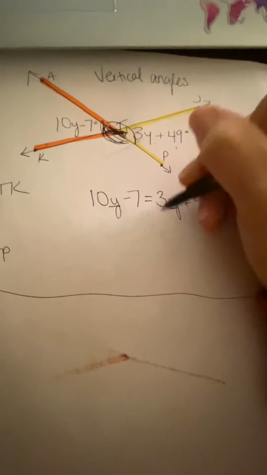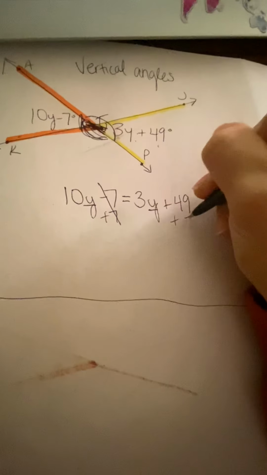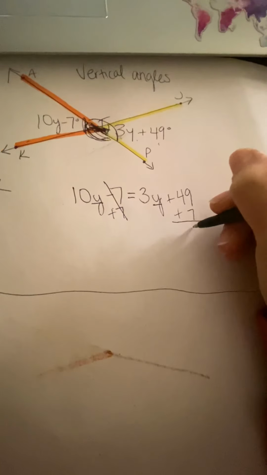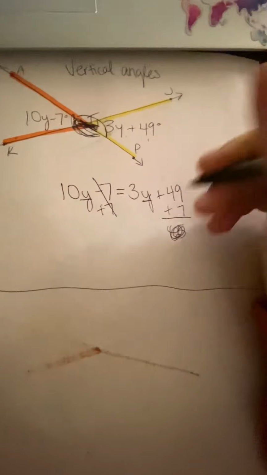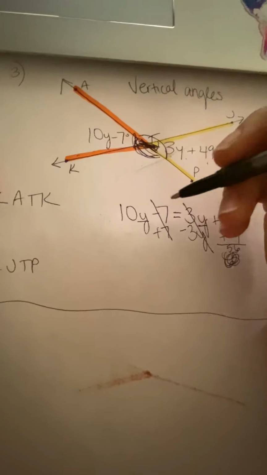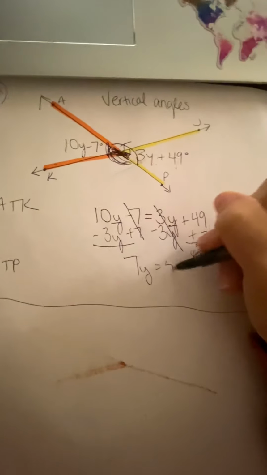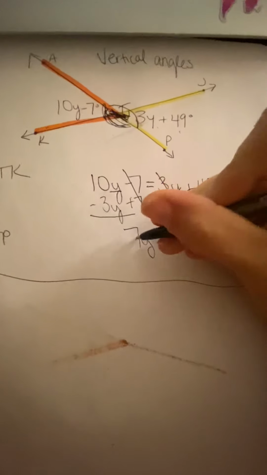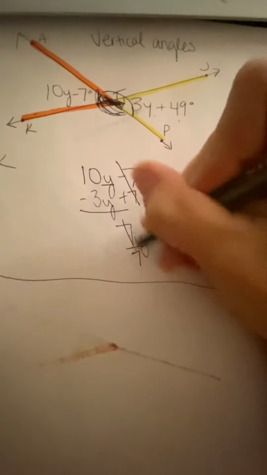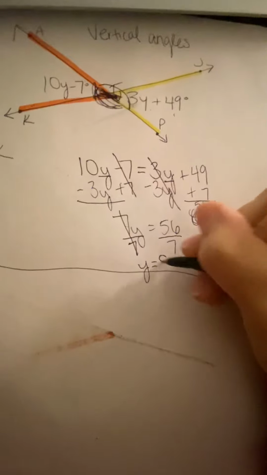So using inverse operations, I can add 7 here to eliminate that from this side of the equation. 49 plus 7 is 56. And I can subtract 3y from this side to say that 10y minus 3y, 7y equals 56. And then since this is multiplication, if I divide by 7 on both sides, I see that y equals 56 divided by 7, which is 8.